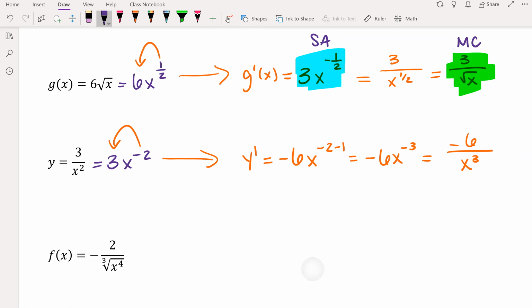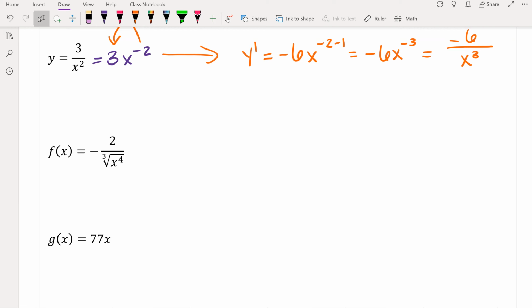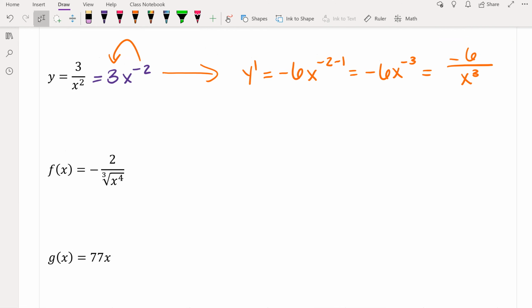Students often forget how to rewrite this next one. They often forget how to rewrite this root. So let's make sure we know how to do that. f of x is the same as negative 2 times, actually, let me just start by rewriting the root. So this is the same as negative 2 over x to the 4 thirds. That's how that root is rewritten. Then we need that exponent in the numerator instead of the denominator. So let's move it and flip the sign. So we get negative 2 x to the negative 4 thirds.